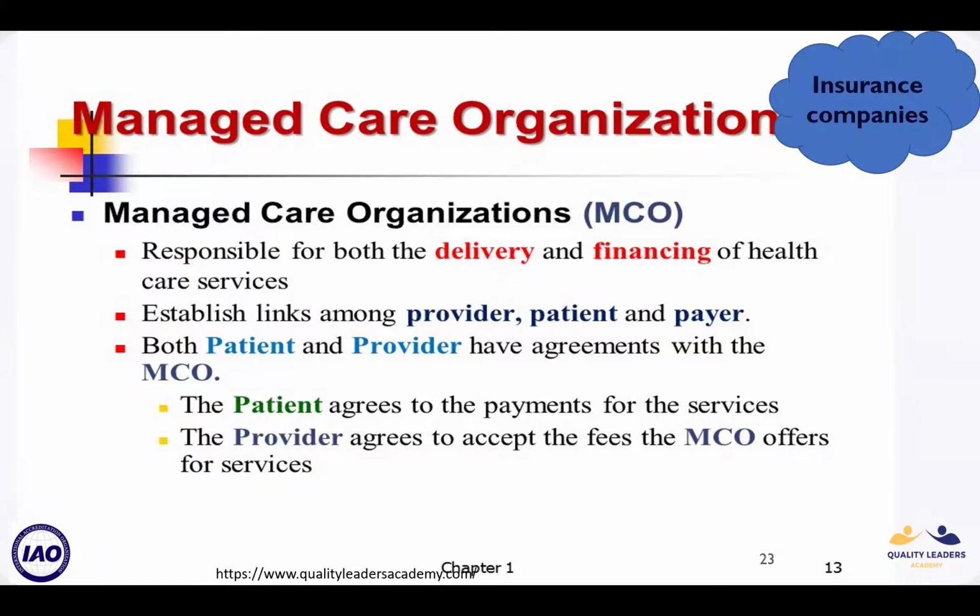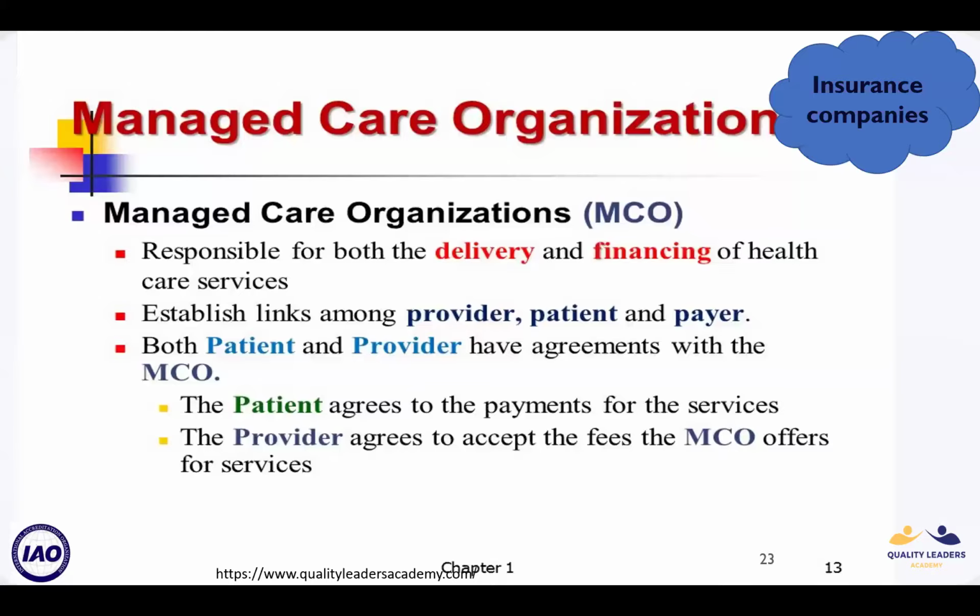This connection between provider, patient, and payers is very much essential so that everyone is on the same page as far as the cost and quality of care is concerned. In this MCO model, both patient and provider have an agreement with the MCO. The patient agrees to pay for the services, usually in the form of insurance premiums or co-payments, and the provider agrees to deliver the services at a pre-negotiated rate.